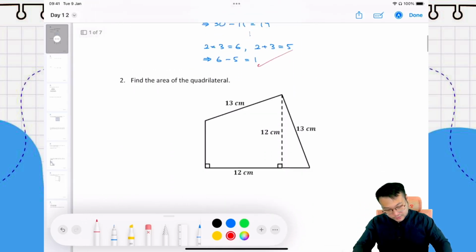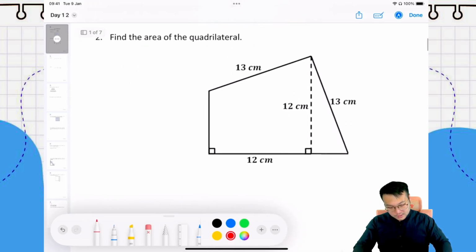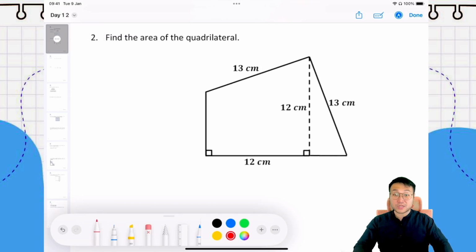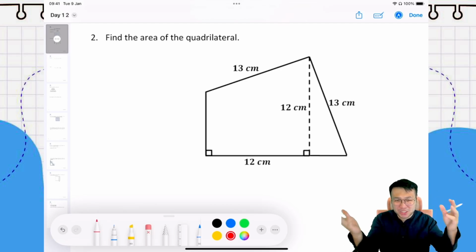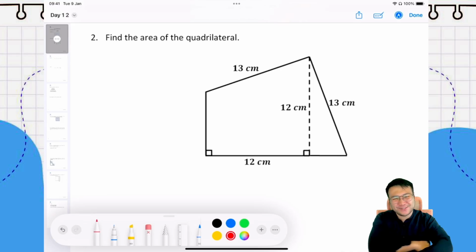Okay, now let's move on to the next one. So students, they ask you to find the area of the quadrilateral. So what is a quadrilateral? Anything with 4 sides. Okay, so this is an oddly shaped quadrilateral. It's not a square, it's not a rectangle. They ask you to find the area. Do you know any formula that you can use to find the area of such an oddly shaped quadrilateral?